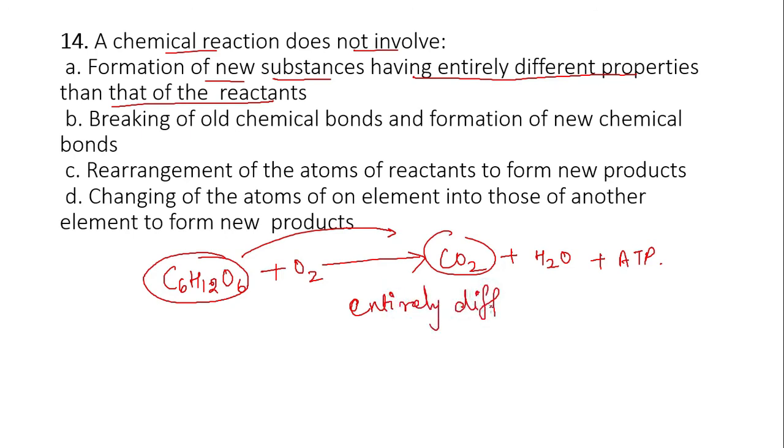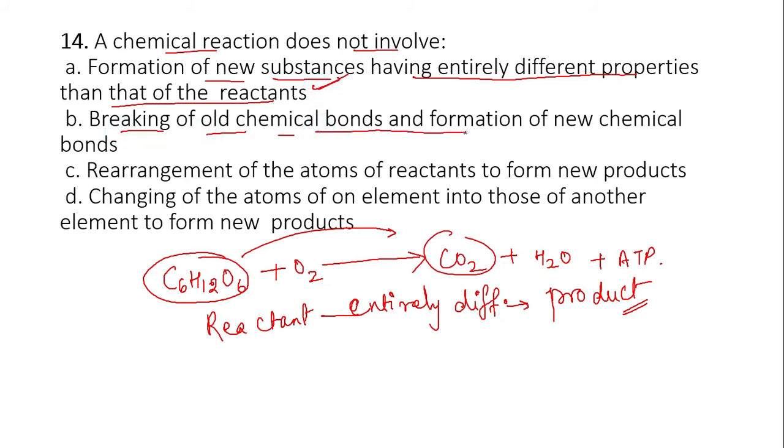What is entirely different? The reactant is entirely different than the product, or the product is entirely different than the reactant. So this is the correct statement about chemical reaction. Then breaking of old chemical bonds and formation of new chemical bonds. That is also true. Can you see this?